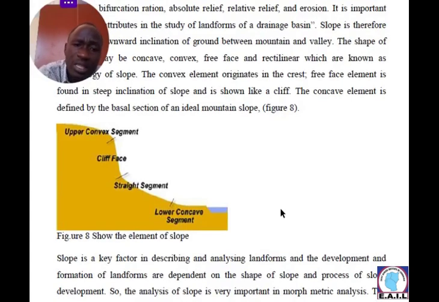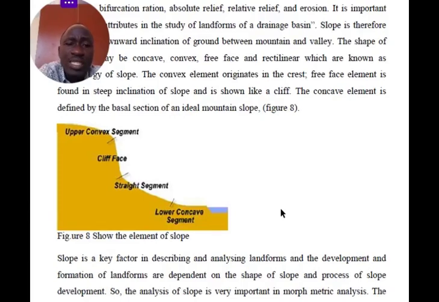However, we see that the upper convex segment, in terms of vegetation, tends to have limited vegetation, and it is also characterized by what we call bare rocks or hard rocks. Then when we move on, we also see what we call the cliff face.